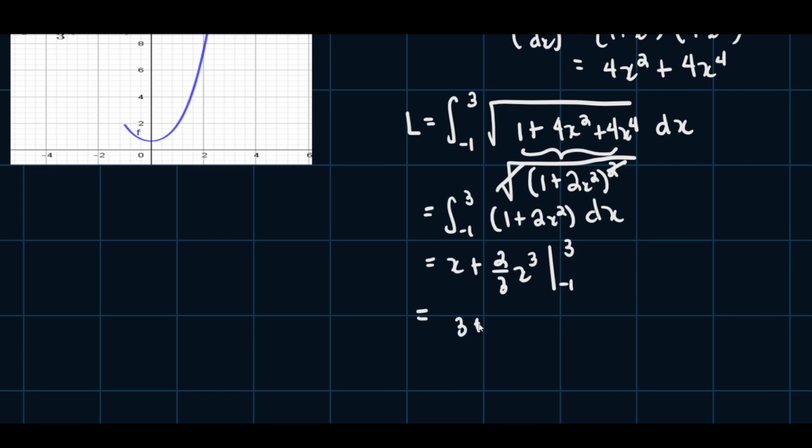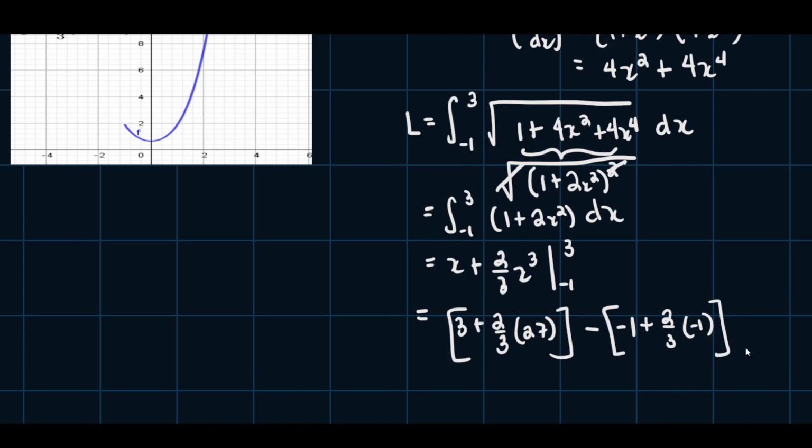So, 3 plus 2/3 times 3 cubed, which is 27, minus -1 plus 2/3 times negative 1 cubed, which is negative 1. Simplify. So this will be 9. This is negative 1 minus 2/3 or 5/3. Then we have 3 plus 9. So 21.